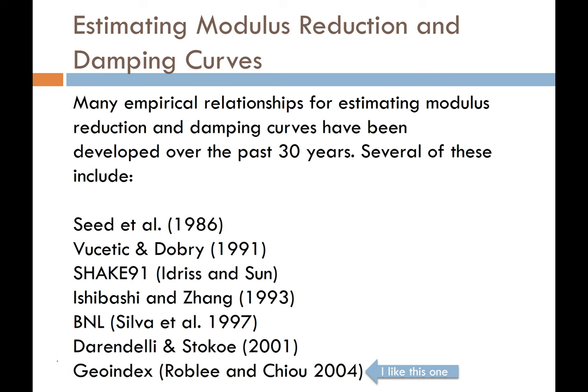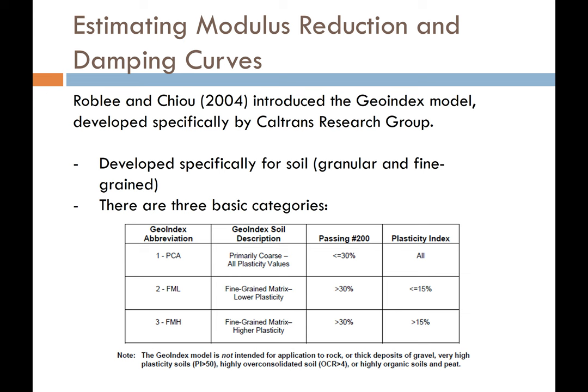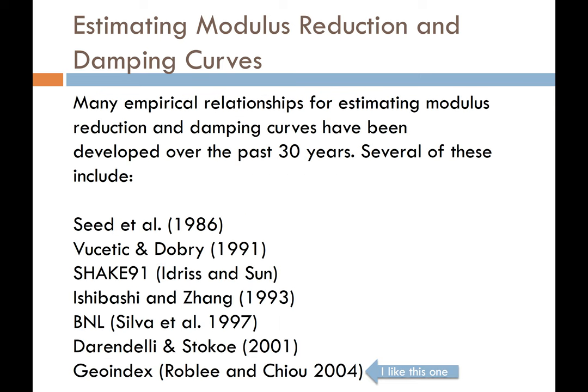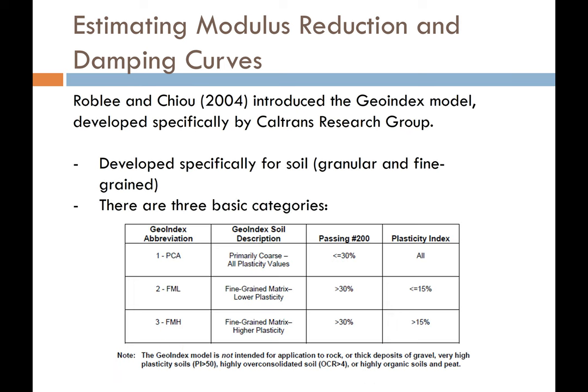Personally, in my consulting, because I did a lot of work in California and particularly for Caltrans, the California Department of Transportation, we used this model, the GeoIndex model by Roblee and Chiou, developed in 2004. We used it a lot. It was developed by these guys specifically for Caltrans projects. It was developed for soil, not rock, which is a benefit. If I go back to this slide, a lot of these relationships were developed principally for rock to be used in site response analysis. But the GeoIndex model was developed specifically for soil.